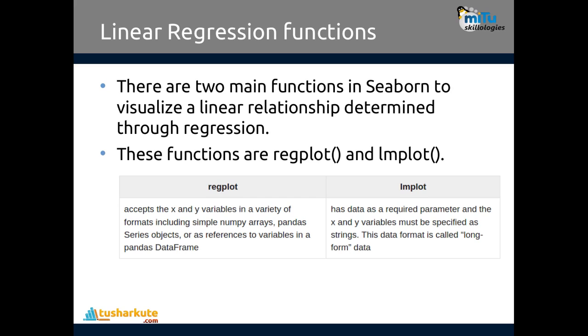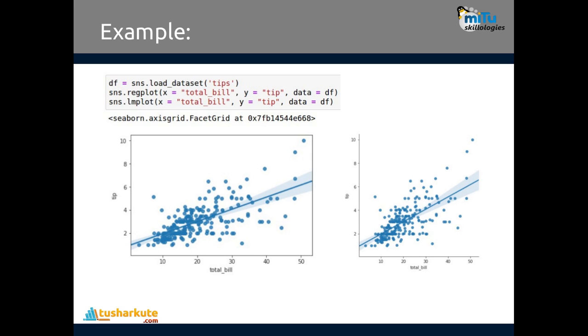So what's the difference? Regplot accepts the x and y variables in a variety of formats, including simple numpy arrays, pandas series objects, or as references to variables in the pandas data frame. And lmplot has data as a required parameter, and x and y variables must be specified as strings. The data format is called long form data. Now see how to use these plots.